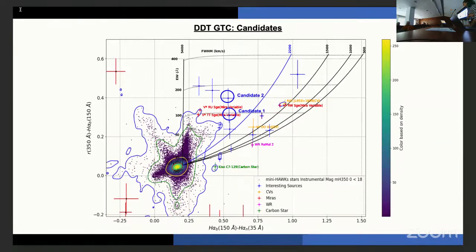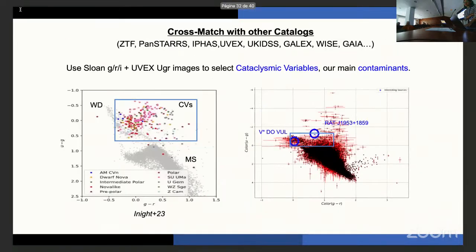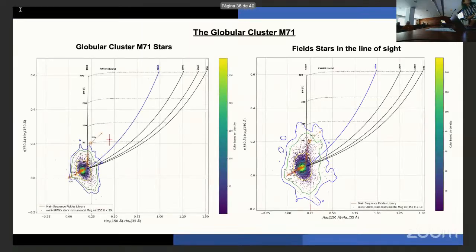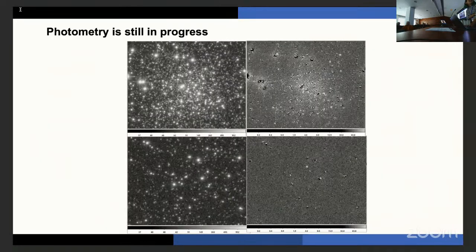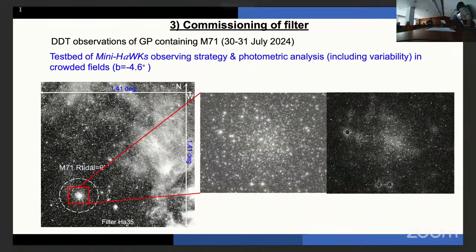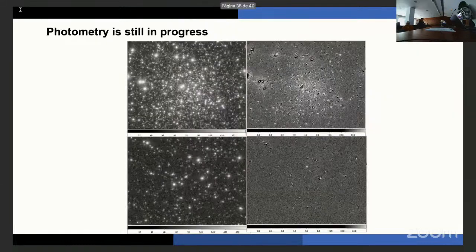Yes. For the cluster, I have some extra plots just to give an idea of the quality of the subtraction, but we are still working to perfect that. But we think that we have a good result.